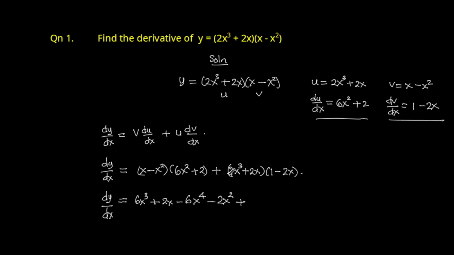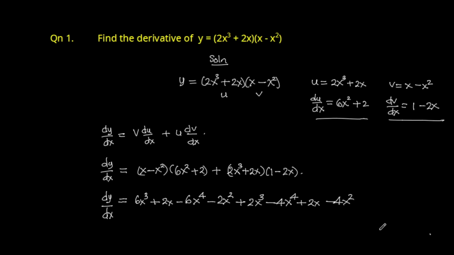Bringing our positive sign here, we open up this bracket again. The first term here is 2x cubed multiplied by 1, we get 2x cubed. Then 2x cubed times negative 2x, we get negative 4x to the power of 4. And then we move to the next term, 2x times 1, again we get 2x. And then 2x times 2x, but this time positive times negative is negative, so we have 4x squared.